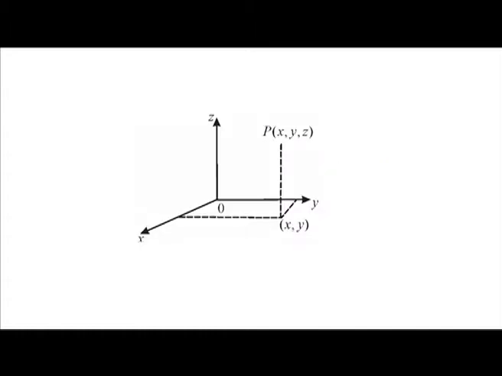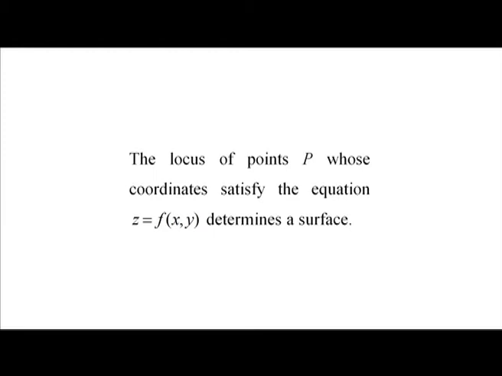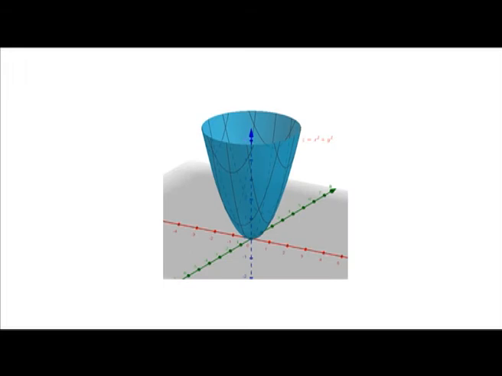From the figure, we can see that to each point (x, y) of the domain of the function f, that is, to the point (x, y) in the domain which is a subset of the xy-plane, there corresponds a point P in space with the coordinates (x, y, z) where z = f(x, y). The locus of points P whose coordinates satisfy the equation z = f(x, y) determines a surface in space. For example, a portion of the graph of the function z = x² + y² is the surface shown in the figure.